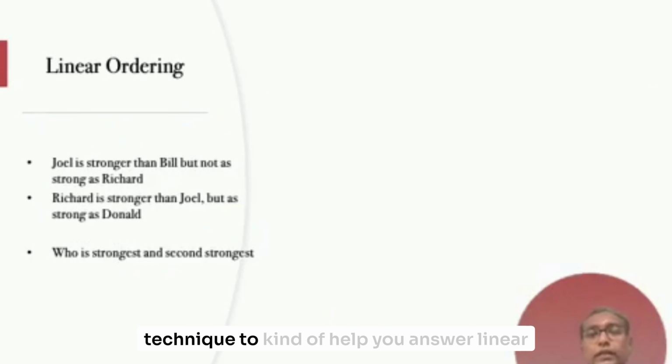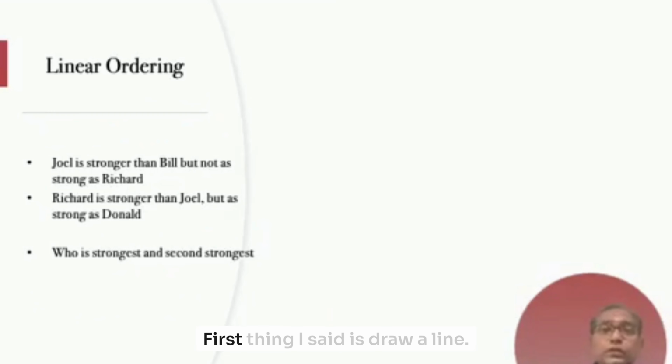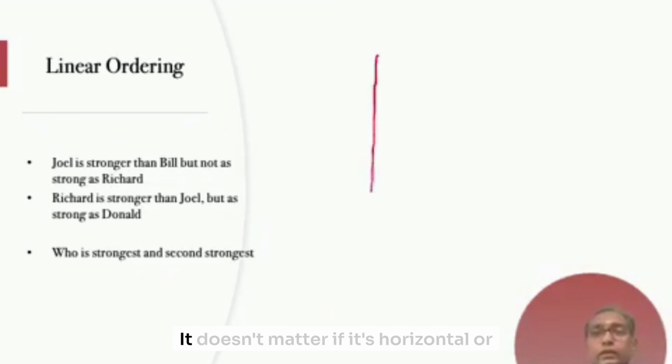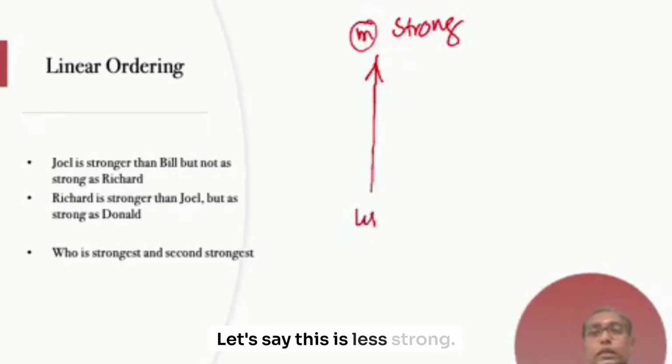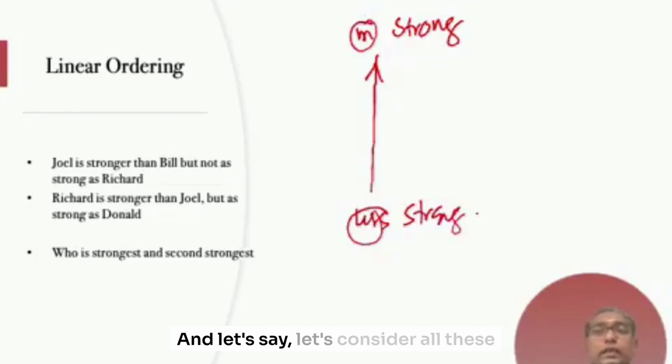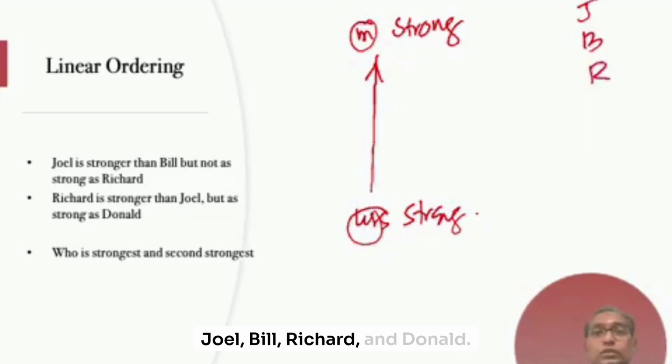Here is a technique to help you answer linear ordering questions or linear syllogistic questions. The first thing I say is draw a line. It doesn't matter if it's horizontal or vertical. I prefer vertical, but it doesn't matter. This is about the characteristic that is being compared, the strength. So let's say this end is more strong, and this end is less strong. And let's consider all these individuals whose strength is compared: Joel, Bill, Richard, and Donald.